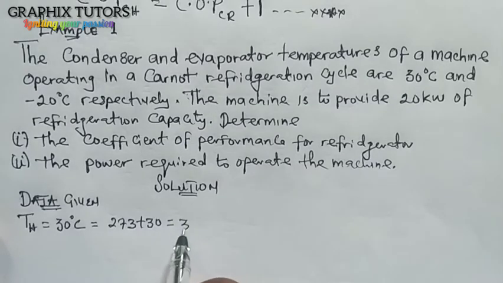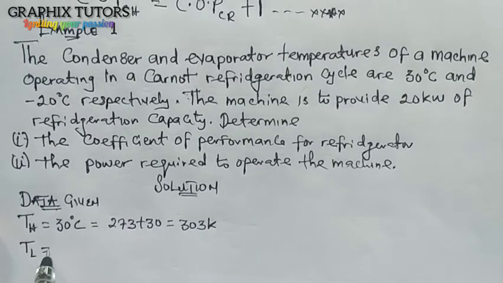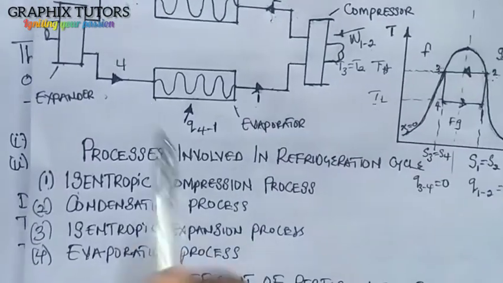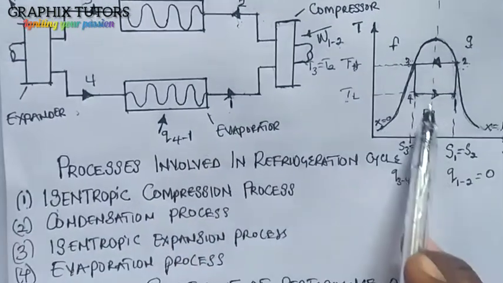So we have 303 Kelvin. While the evaporator is at the low temperature, TL is equal to what? Minus 20 degrees centigrade. If you convert it to Kelvin, it will be 273 minus 20, and that will give me what? 253 Kelvin. Now we've done that. Don't forget, high temperature is always for the condenser, low temperature is for what? The evaporator, just like I showed you here. This is the evaporator here between 4 and 1, and that is TL.